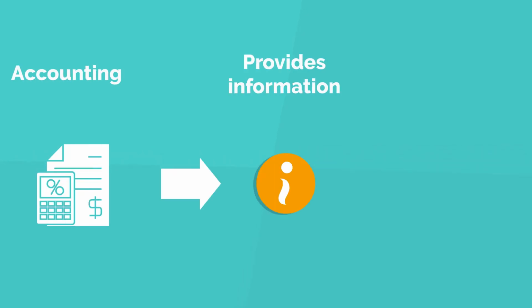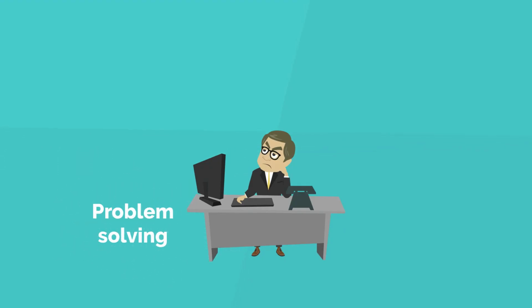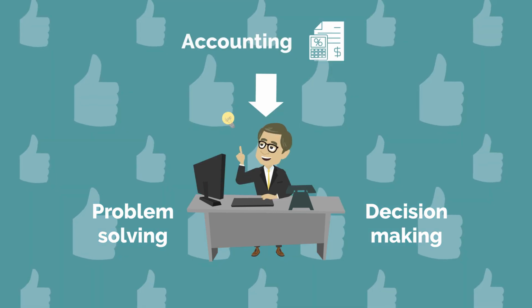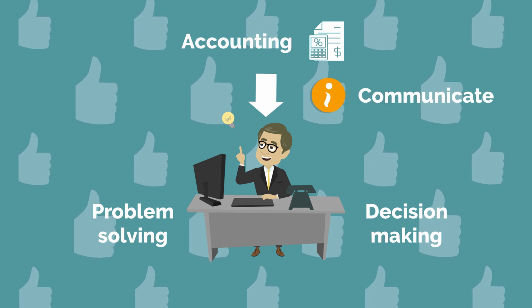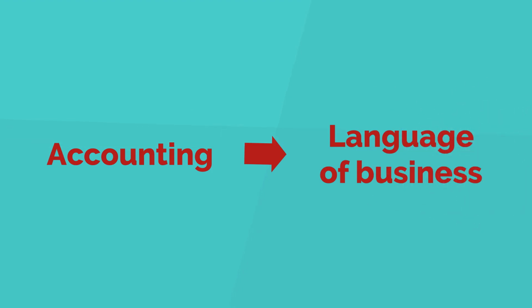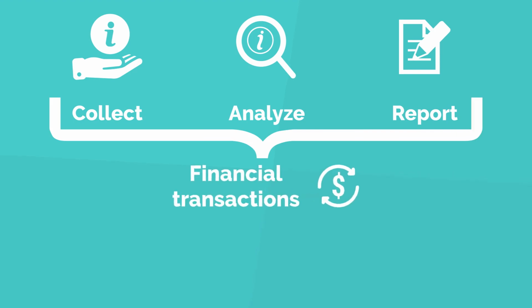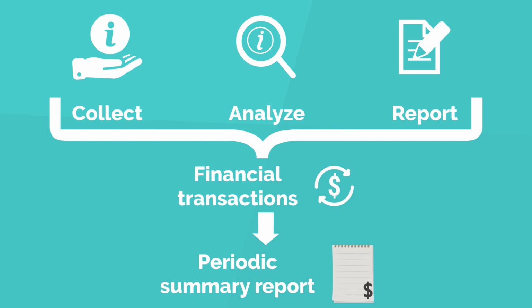Accounting also provides financial information to make business decisions. Good problem-solving and decision-making skills are needed in order to run a successful business. Accounting helps managers solve problems and make decisions. The role of the accounting system is to communicate financial information to the managers. Communication is key. In fact, accounting is often called the language of business. Accountants collect, analyze, and report financial transactions, and then they prepare periodic summary reports to help managers make crucial decisions.